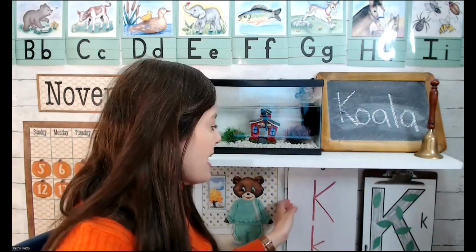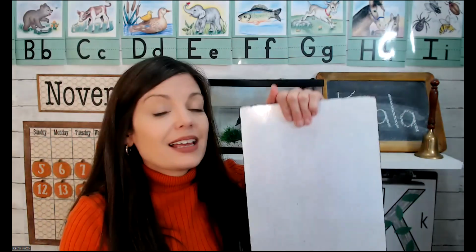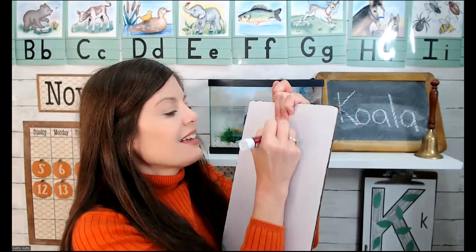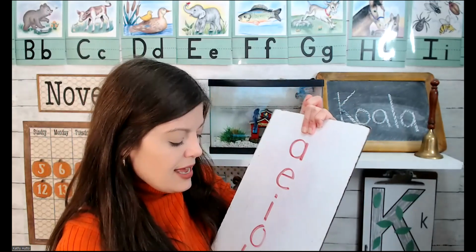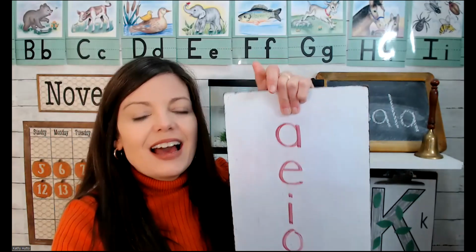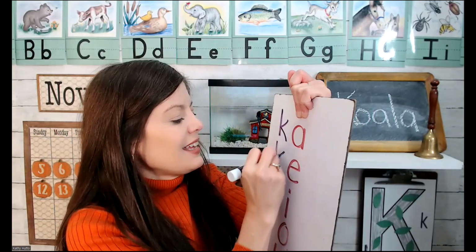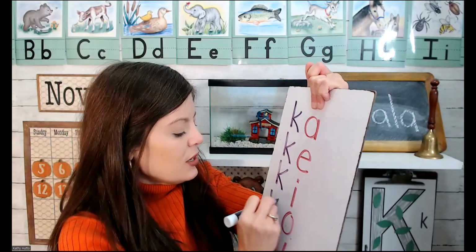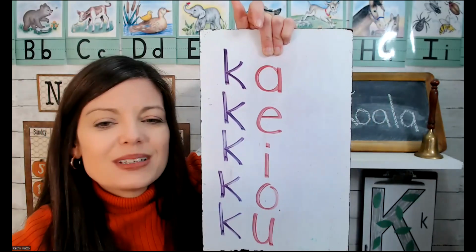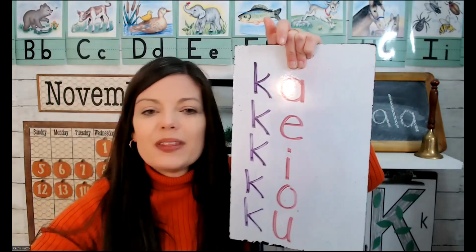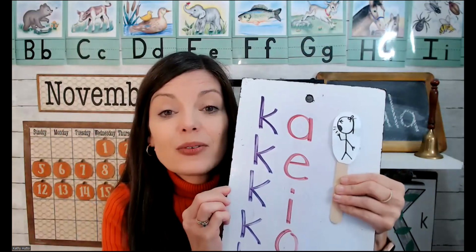Well, let's blend with that sound. Do you remember the vowel song? It goes like this. A, E, I, O, U. A, E, I, O, U. A, E, I, O, U. These are the vowels. Well, we're going to put letter K with each of these vowels and blend the sounds together. That's how you learn how to read.